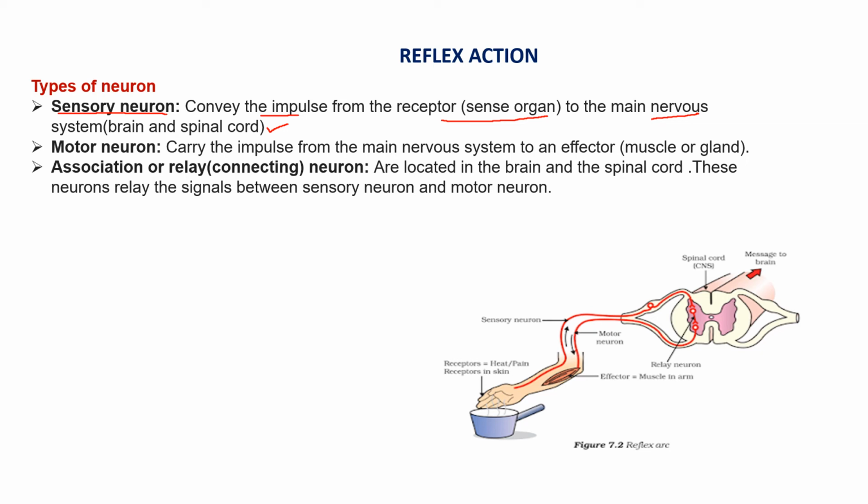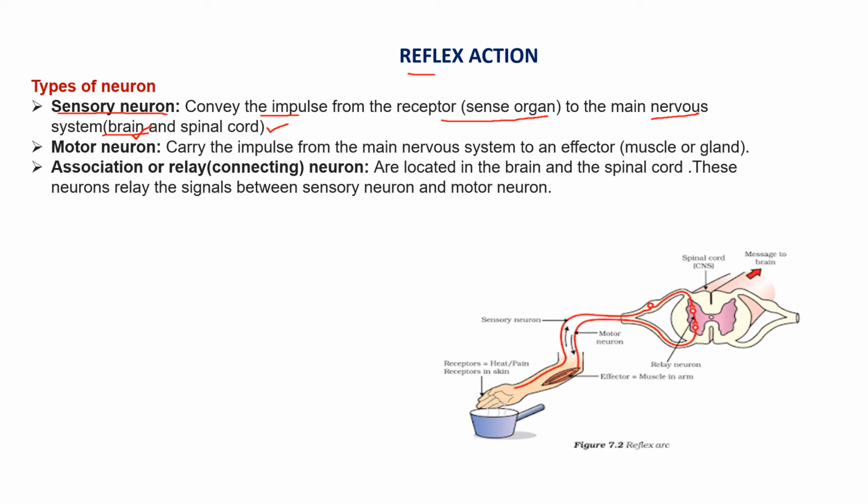In the case of normal actions where you have to think and work, suppose you have to write an essay or drive a car, you are thinking, so the impulses will go towards the brain. But in the case of reflex action, the impulse will go only to the spinal cord. Now the motor neuron.